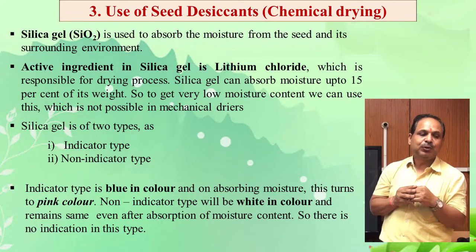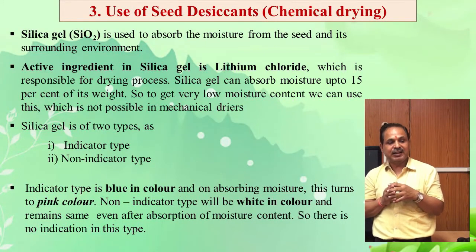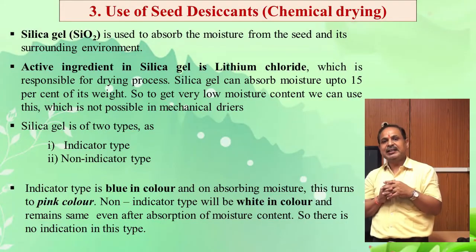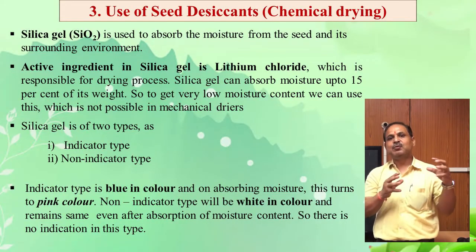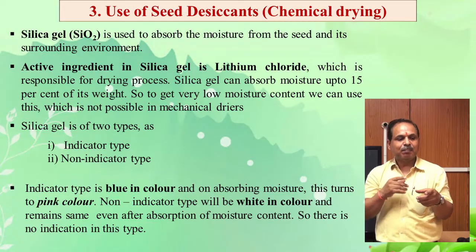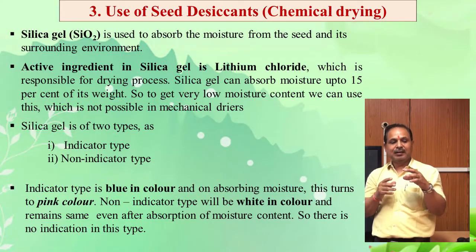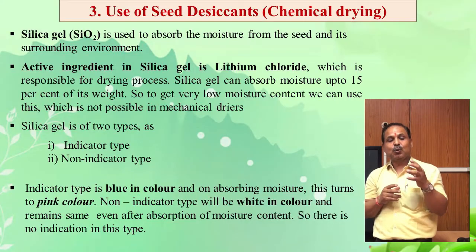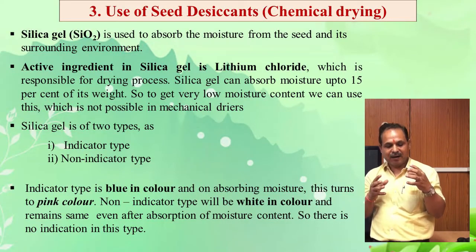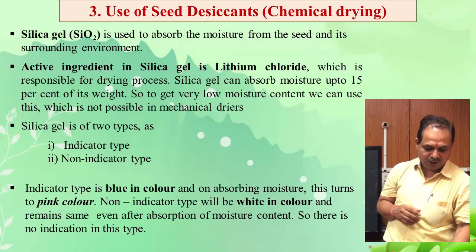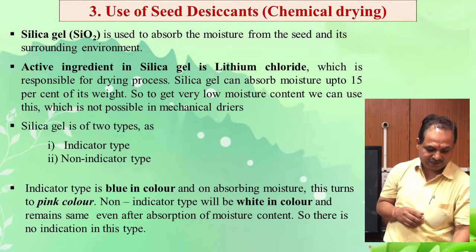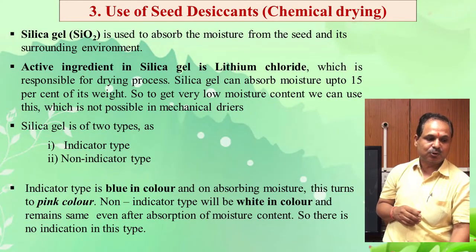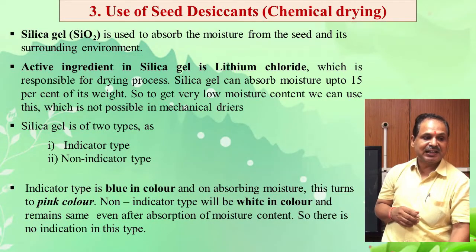Silica gel is of two types, indicator type and non-indicator type. The indicator type is blue in color, and when it absorbs moisture, it turns pink. But the non-indicator type is white in color, and after absorbing moisture it does not turn a different color. It stays the same color. There is no indication in this non-indicator type. So this is the use of silica gel as a desiccant for chemical drying.